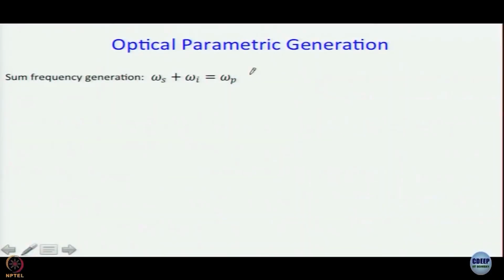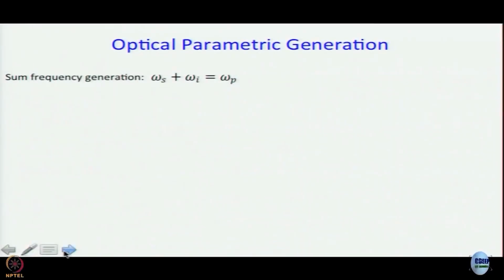And then, since it is a virtual state, it has zero lifetime. So, when relaxation takes place within zero lifetime, the light that comes out has frequency omega p, which is omega s plus omega i, and that is not very difficult to understand, right. Omega s plus omega i combining to give you omega p.